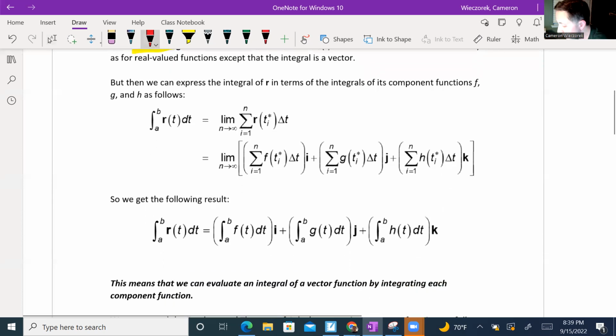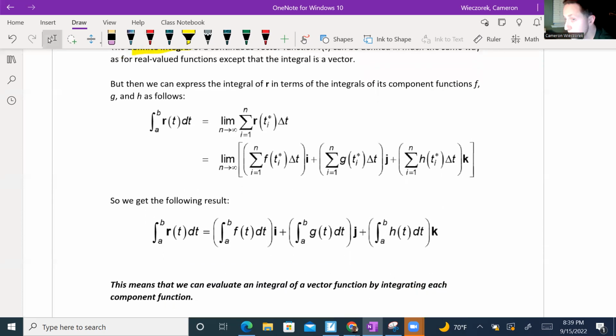In Calc 1, what you did is you looked at how a definite integral is really the sum of a bunch of infinite rectangles, right? So when we do it for a vector valued function, we take the limit as n approaches infinity of the sum of r of t sub i star times delta t. Let's do a quick recap on what some of these pieces are from what you would have done last year. Last year, you may have called this delta x. Think of this as your delta x. This was the base of your rectangle.